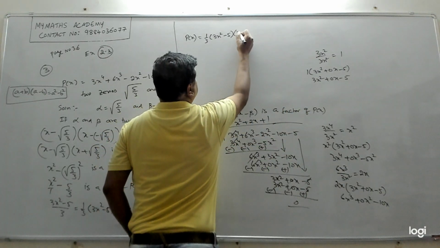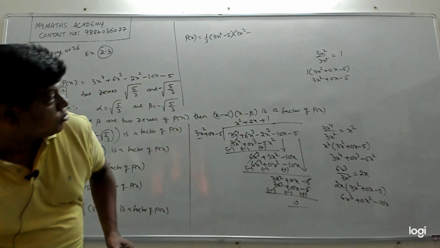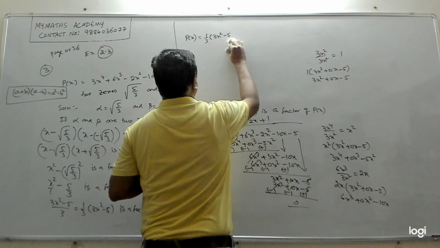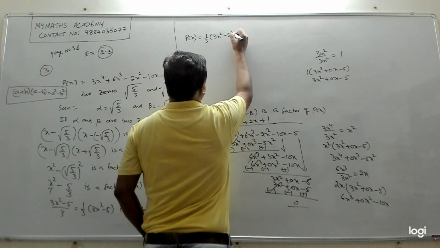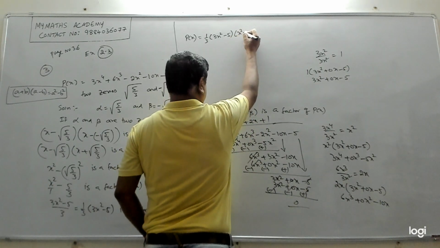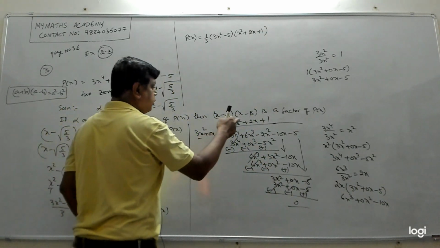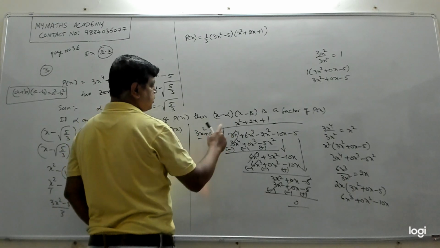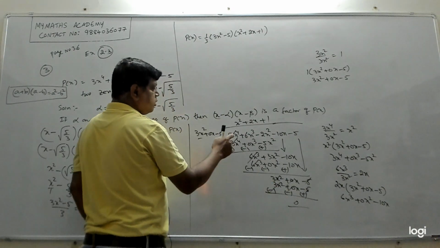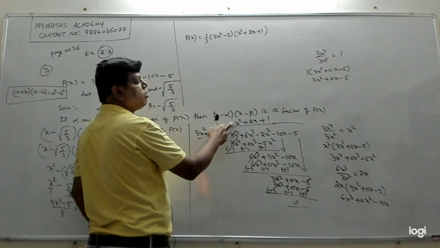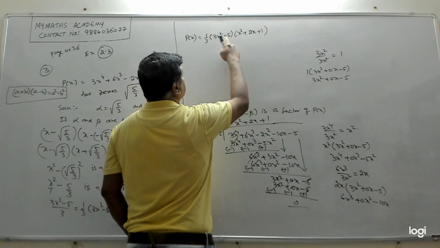into the quotient, I'm sorry, so it is written as x² + 2x + 1. So p(x) is written as 3x² − 5 into this, plus remainder. That is what the division algorithm says. Since the remainder is 0, p(x) is directly equal to g(x) times q(x). So now we have written p(x) as a product of two quadratic polynomials.